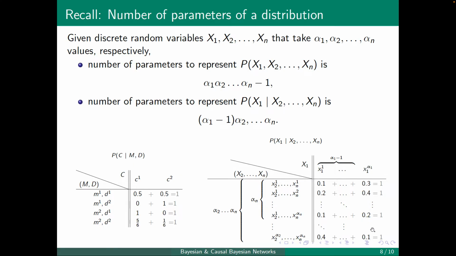Just that again, this one of them, for example, alpha 1, the x1 superscript alpha 1, will be obtained by 1 minus the remaining of the values. So I just need to calculate or to indicate these ones, and that's why this alpha 1 minus 1 appears. Okay, so just these two numbers formulas can help.